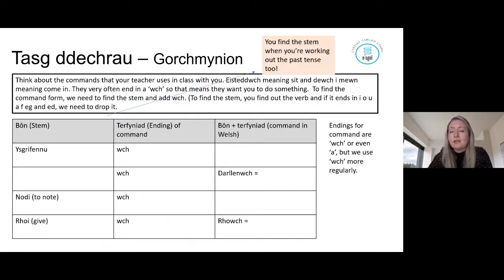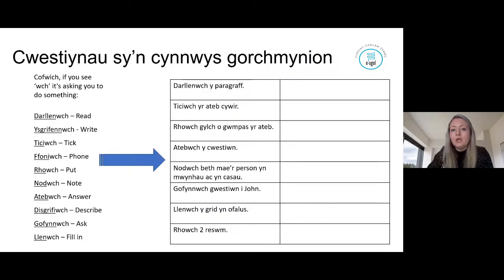Okay, so they may give you roch if they want you to give a reason, for example. Or they may give you ysgrifennwch if they want you to write your answer. Or they may say to you, darllenwch yn ofalus, read carefully, and then they want you to answer some questions on that.